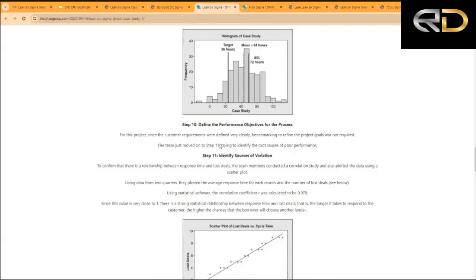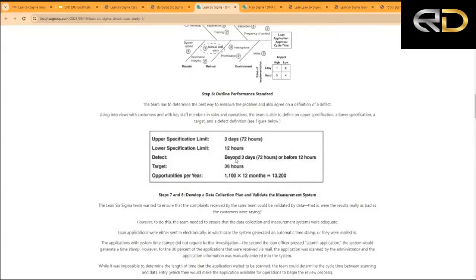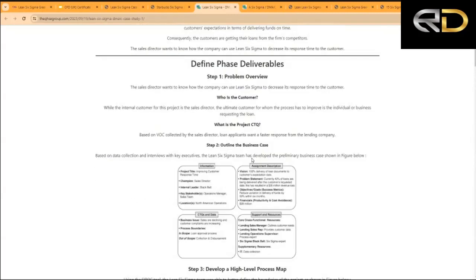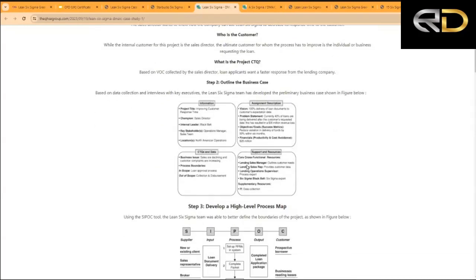So for this project, since the customer requirements were clearly defined, benchmarking to refine the project goal is not required. So the team, we are going to move to step number 11, because we already know what we want to achieve. We need to reduce variation by 50% within 6 months. So this is the goal that we are going to use right here.